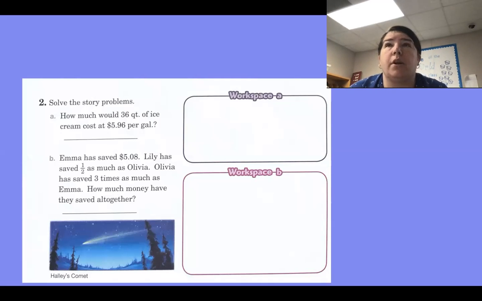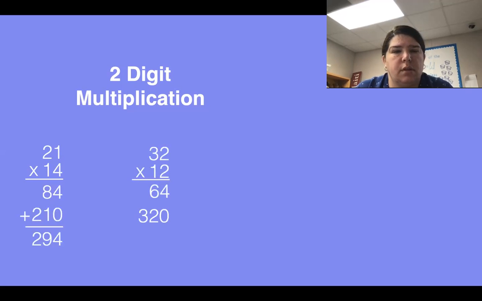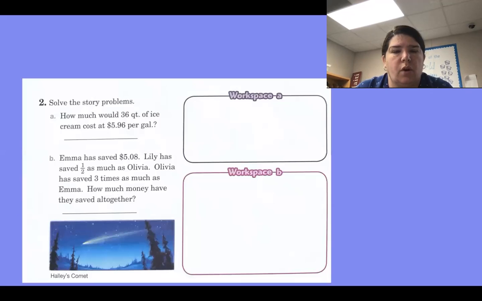And you have a page, 289. This is on the front of your page. You should have this in front of you while we're doing this together. The first story problem says, how much would 36 quarts of ice cream cost at $5.96 per gallon? So we have quarts and we have gallons. We can't leave them that way, can we? So we have 36. Oh, how'd that happen? Somehow I went back. Sorry about that.